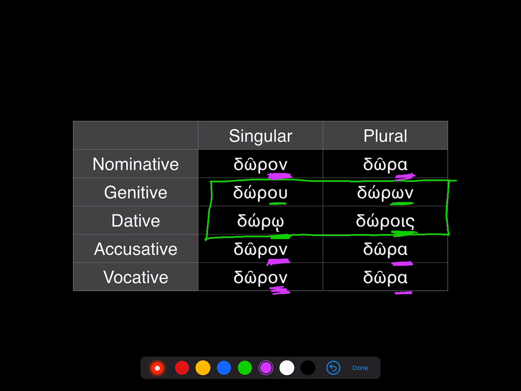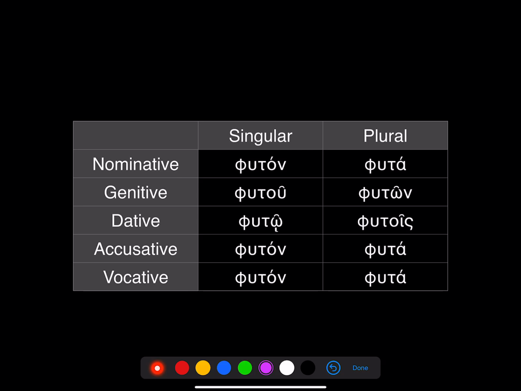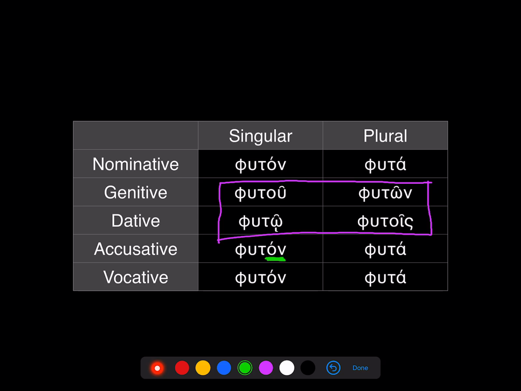Let's look at another example of a neuter second declension noun. Futon, like a plant. So, again, just like the masculine and feminines in the genitive and dative singular and plural. And then we've got this on ending in the accusative, nominative, vocative singular, and short alpha in the plural.